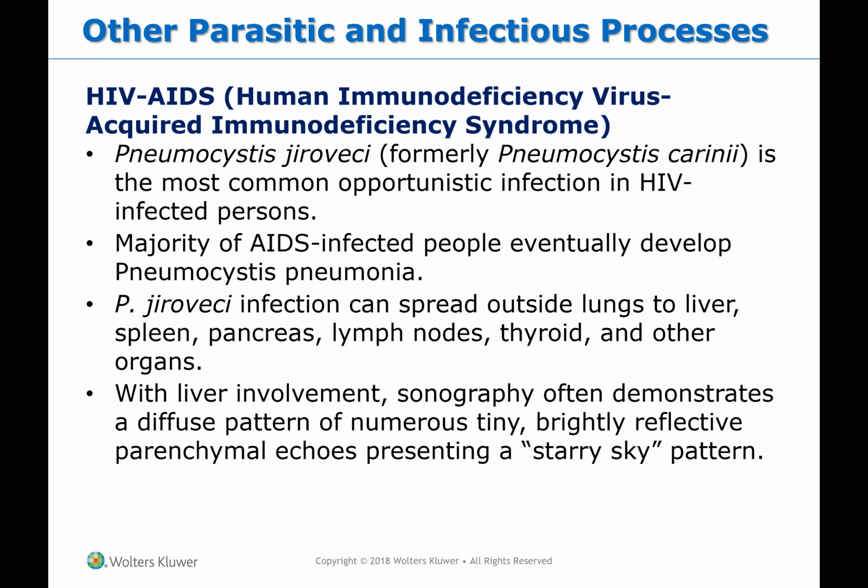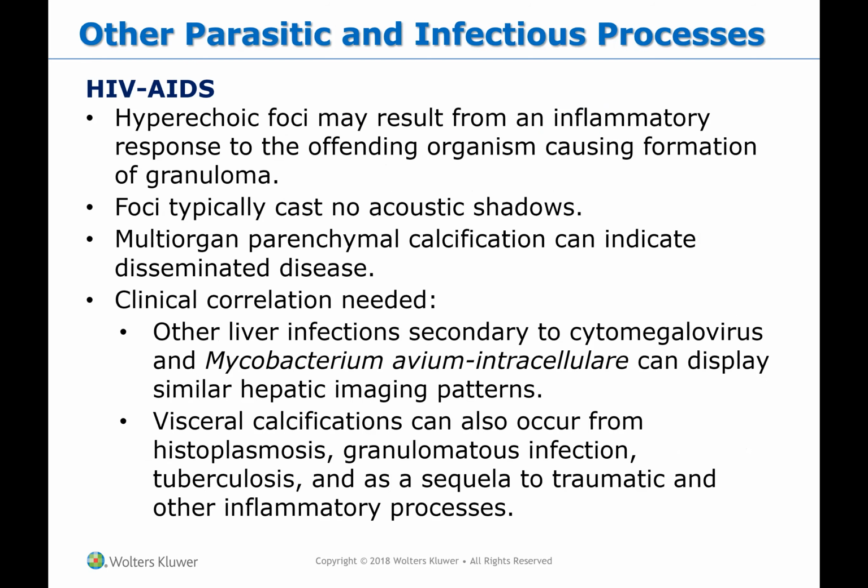Patients that have HIV and AIDS have a higher chance of having a lot of different liver issues because their immune system is so down. Pneumocystis jirovecii, I believe, is the most common opportunistic infection of HIV infected persons. The majority of AIDS infected people eventually develop Pneumocystis pneumonia, and it gives the starry sky pattern.